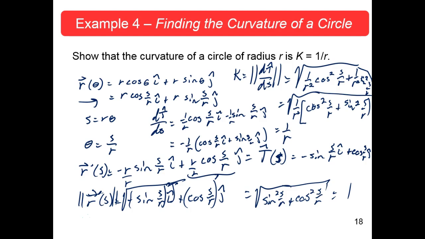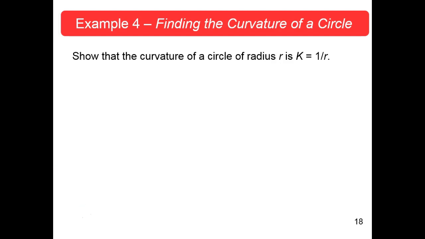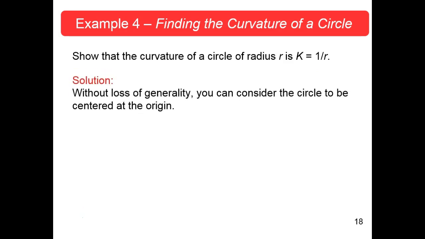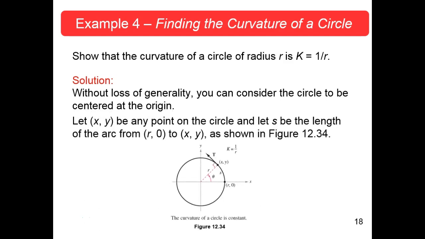So, let me just go through these real quickly because they are going to show this. All right. Without loss of generality, you consider the circle to be centered at the origin, so that's what we did. x, y be any point on the circle, blah, blah, got it. Okay.